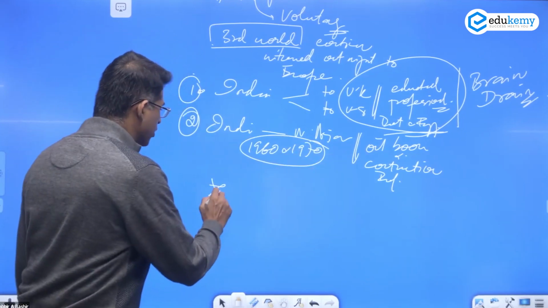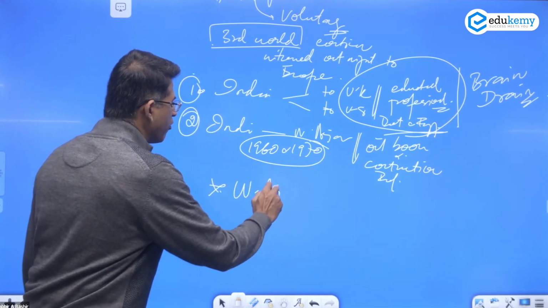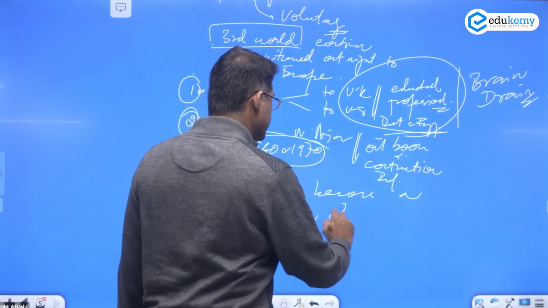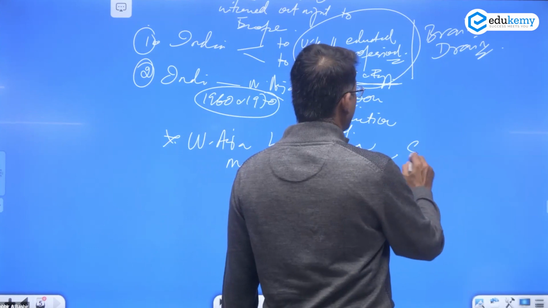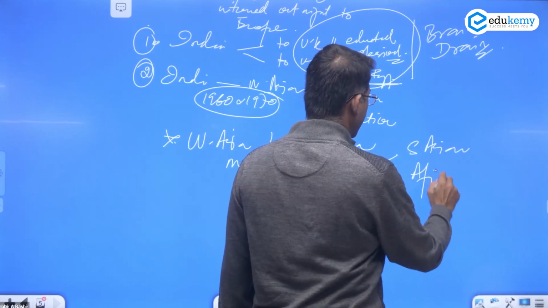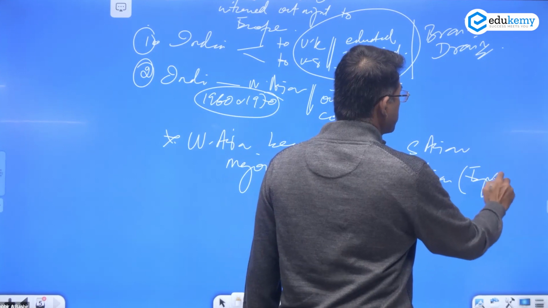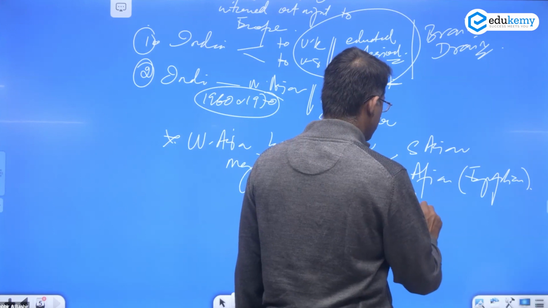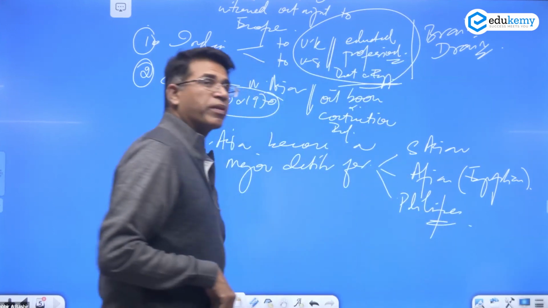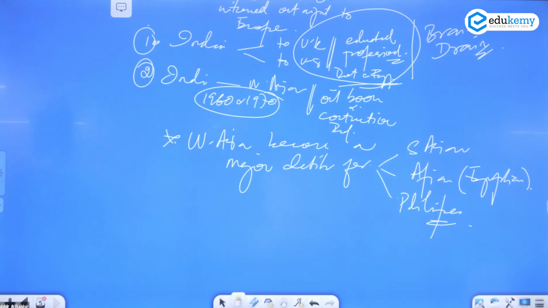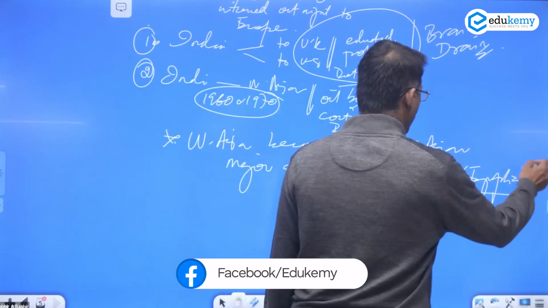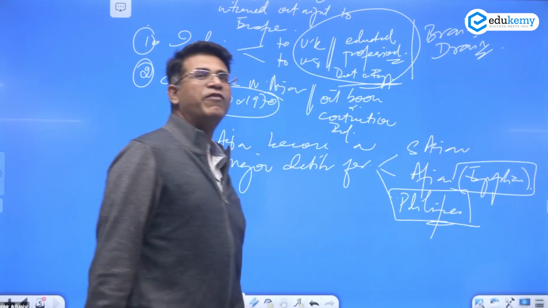And here itself add that West Asia became a major destination. It is still a major destination, for South Asians, for Africans, for Africans, largely Egyptians in a big way, plus also for people of Philippines. West Asia becomes a major destination for South Asians, for the Africans, especially Egyptians, and for the population of Philippines.